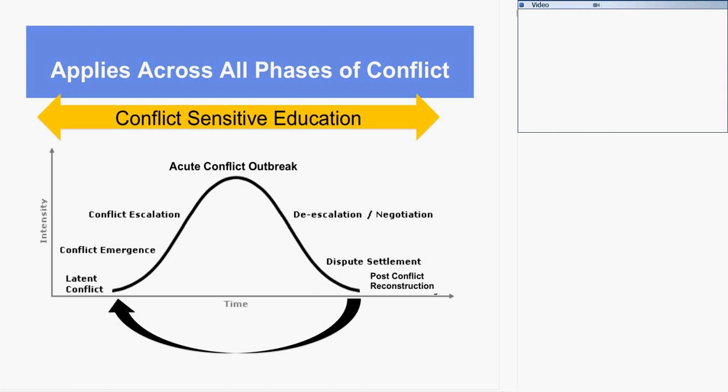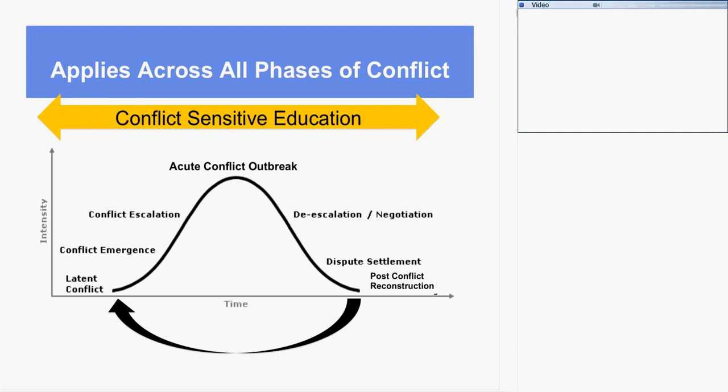So what conflict-sensitive education strategies might we employ at the acute conflict outbreak? For the rapid assessment that we're doing to provide education in emergencies, we include questions relating to intergroup relations to identify actors and possible triggers of conflict. Information can inform both our recruitment for who will deliver our program, but also our targeting of education beneficiaries.